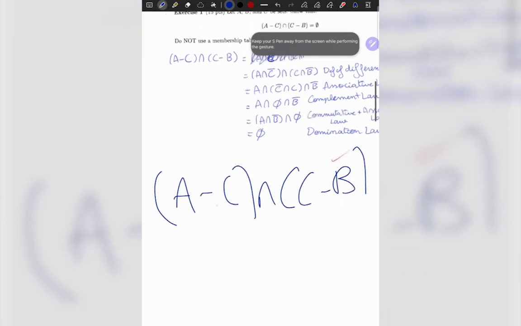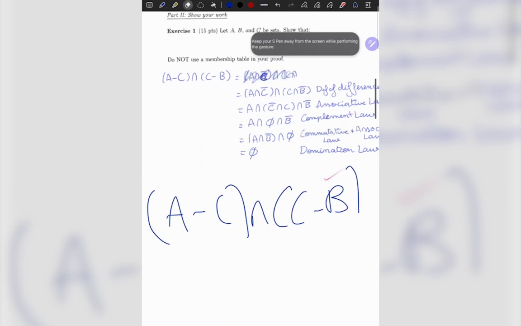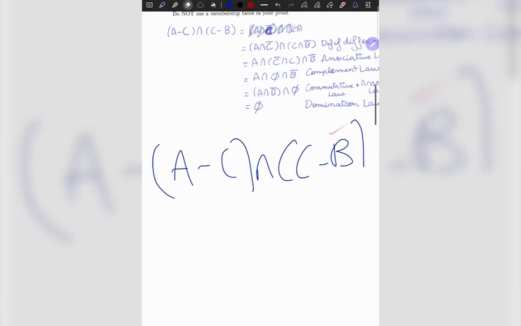Why? Because first we're removing C from A, so we have the set that is disjoint from C, and then we're doing its intersection with something that is a part of C, because C minus B is a subset of C. We're taking its intersection with a set that doesn't have C in it, right? Because we removed C out of A. So just by looking at it, we can see that it's null.